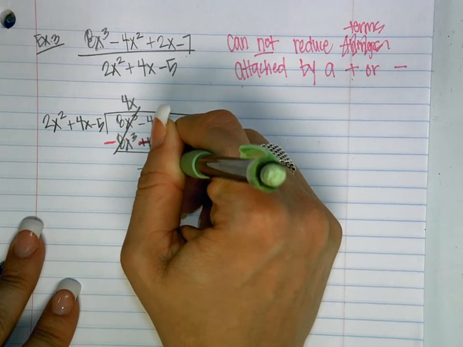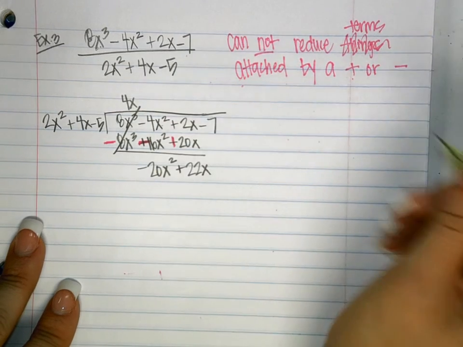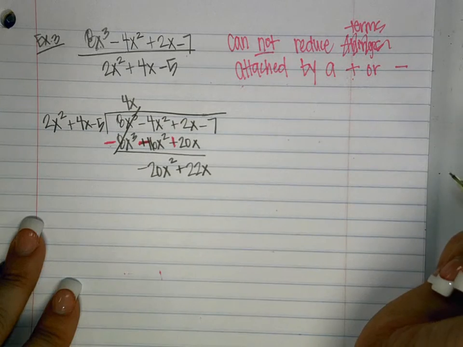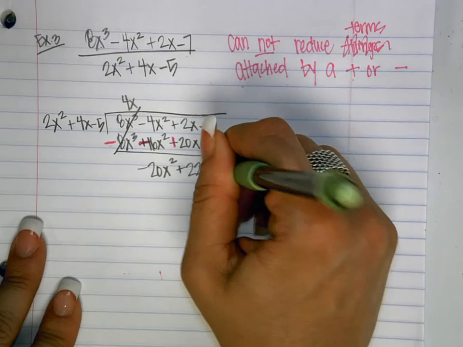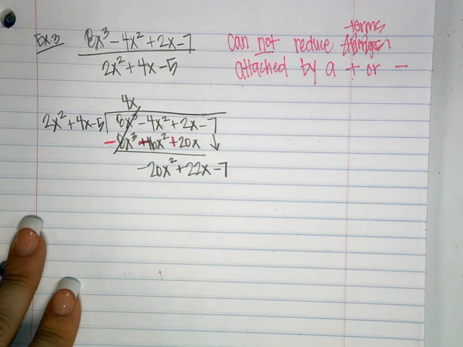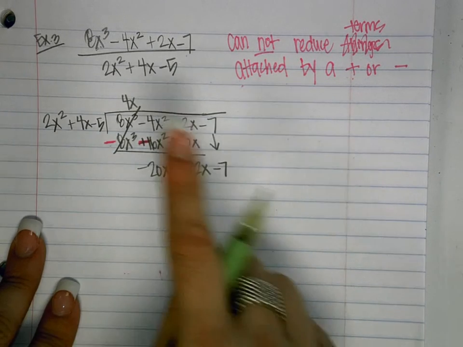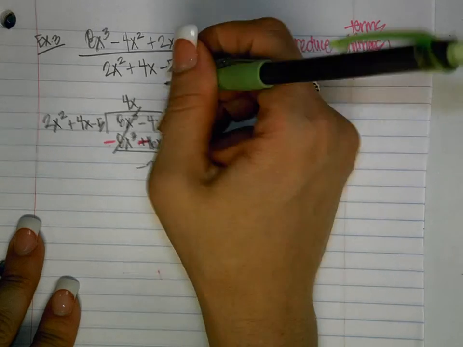You don't need colors, but if you have a color, it's a little easier to remember that you did change those signs. Then drop down the last piece, so minus 7. To get from 2x squared to negative 20x squared, multiply by a negative 10.